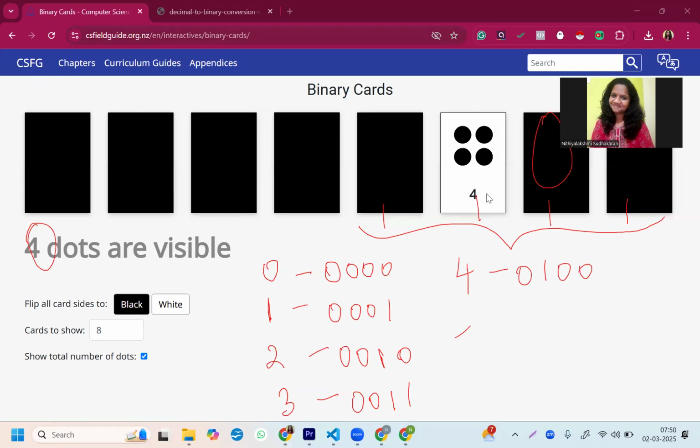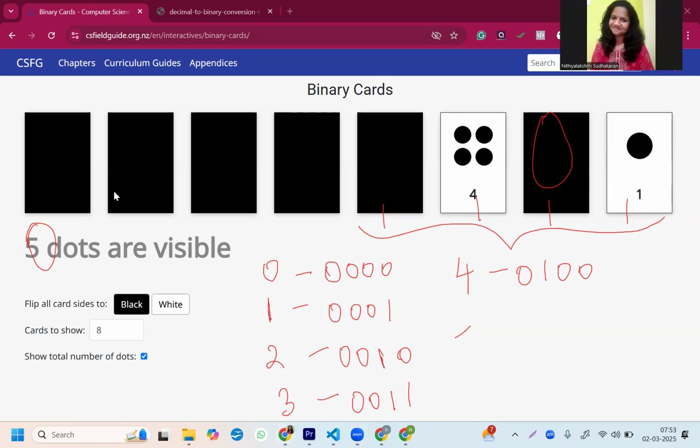Now 4 we have seen, 4 is 0100. To have 5, I'm opening this card and this card, because 4 plus 1 is 5. Add the dots here, 4 dots plus 1 dot. You can see 5 dots here. To represent it in binary, 5 will be 0101. So this is how 5 is represented.